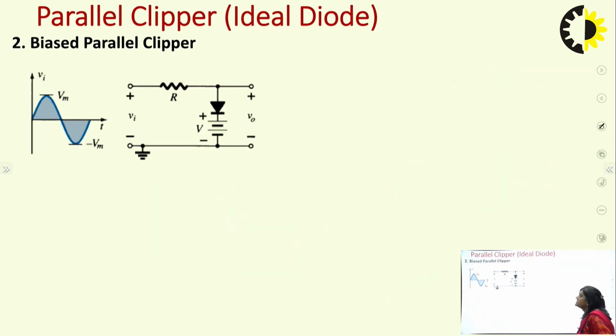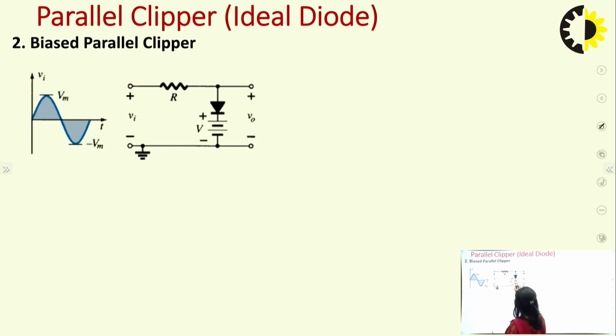Now this is the biased parallel clipper. Previous one was the simple parallel clipper, and because we have applied this battery V here, this has become biased. With the help of this biasing, we can moderate the value of the cycle that will be present in the output signal.